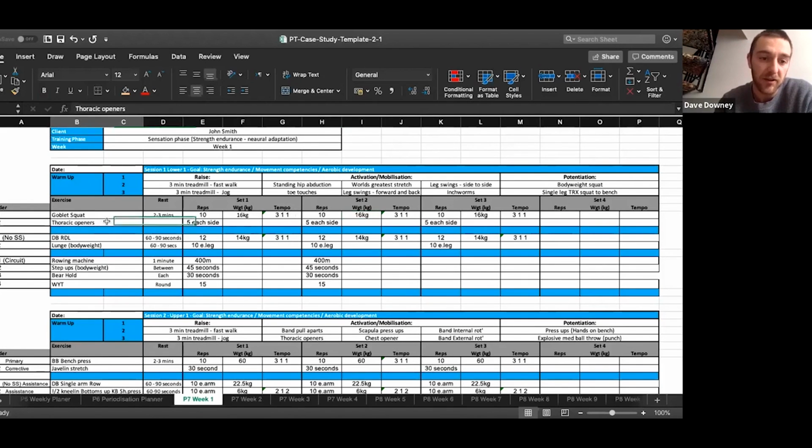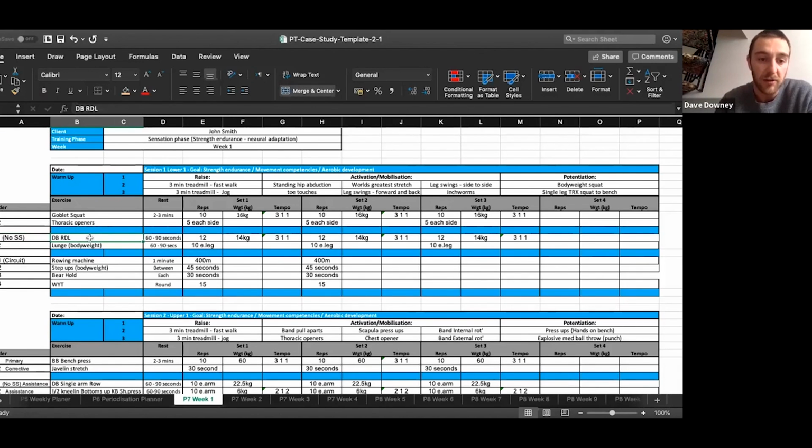Now you'll see here with thoracic openers, because 2 to 3 minute rest is quite a lot, we can add in a corrective exercise here just while we're chatting and resting. So John is going to do some thoracic openers just to target his T-spine mobility while he's resting in that period. So then when we move on to our assistance work, you'll see B1 and B2. These are not supersetted, so they're just on their own, but they're both assistants to the goblet squat. So they will effectively make him stronger in this primary as we move forward.